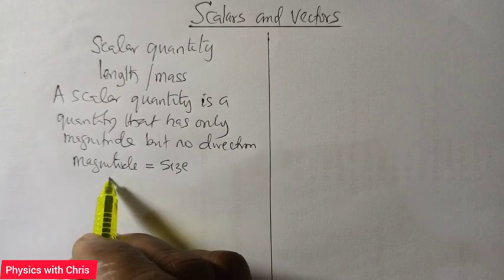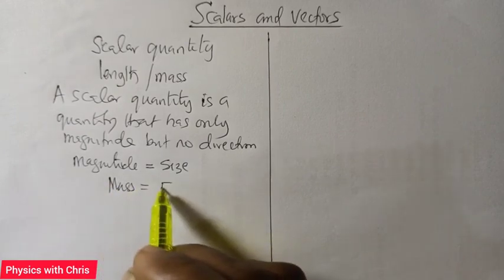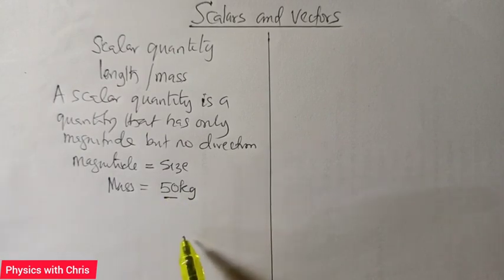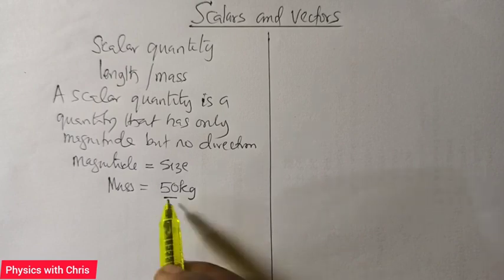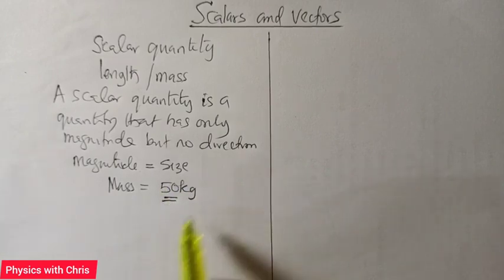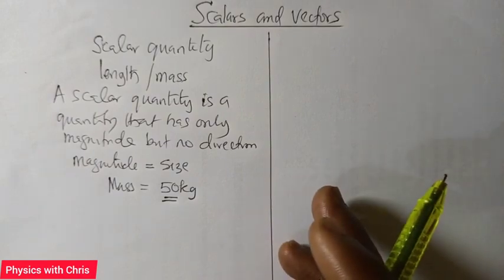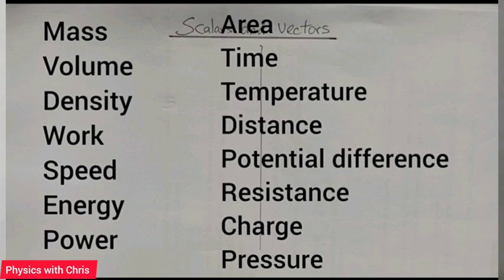For instance, you can have a mass of 50 kilograms. So you can see that the quantity here is 50. That shows that a scalar quantity requires just the magnitude, which is a size, and a unit to describe it completely. We have other examples: volume, density, work done, speed, energy, power, area, time or frequency, temperature, distance. Distance is a scalar quantity. Length, breadth, width, height, and so on.